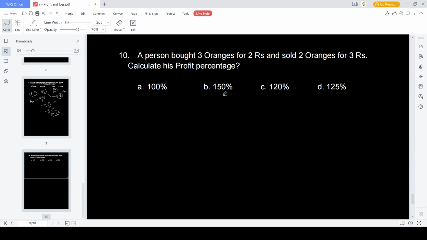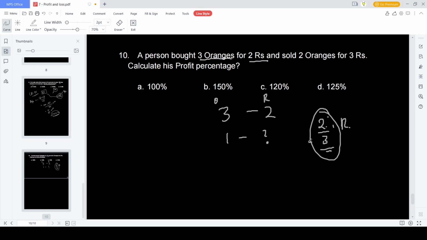The last question. A person bought 3 oranges for 2 rupees and sold 2 oranges for 3 rupees. What is his profit percentage? First we'll find out his cost price per orange. He bought 3 oranges for 2 rupees. So if he paid 2 rupees for 3 oranges, then for 1 orange, how much did he pay? We simply cross multiply and get 2 by 3. So he paid 2 by 3 of a rupee for 1 orange.